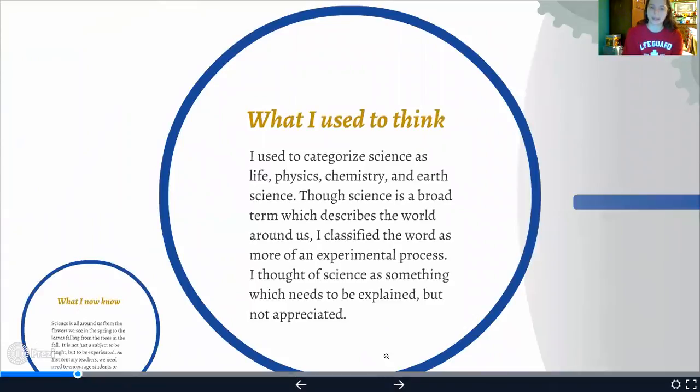I used to categorize science as life, physics, chemistry, and earth, which is, of course, appropriate. But I did not appreciate science as I do now. I thought of science as something that is kind of in a textbook, and for scientists, I think of chemistry, biology, physics, just the different high levels of science. And that is true, but science is seen in everything around us.